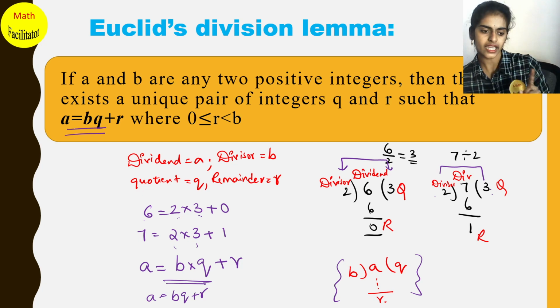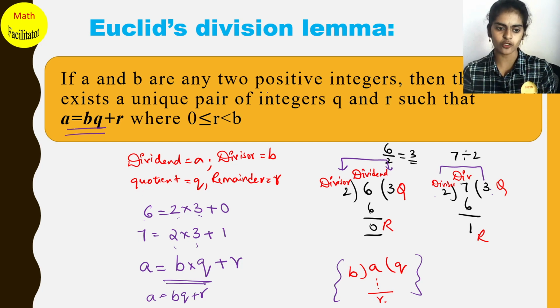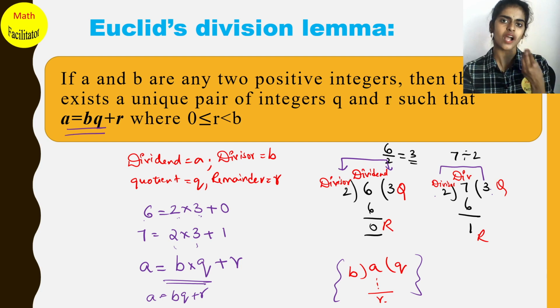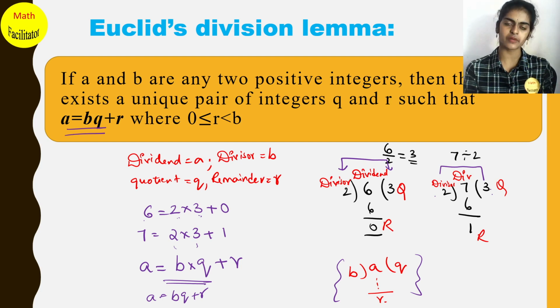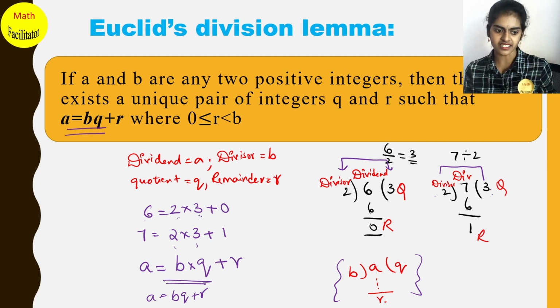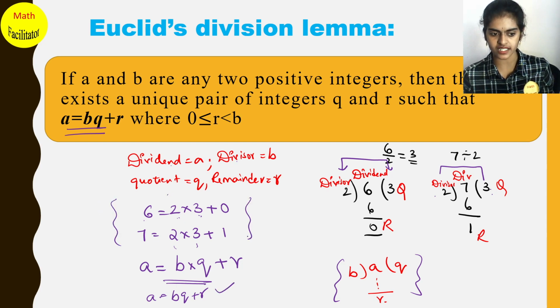Here a is the dividend, b is the divisor, and a and b are any two positive integers. Dividing them, you get unique integers q and r. q is the quotient, r is the remainder, and the relationship between these four is a = bq + r, which is dividend equals divisor into quotient plus the remainder. I gave you the examples also to understand.